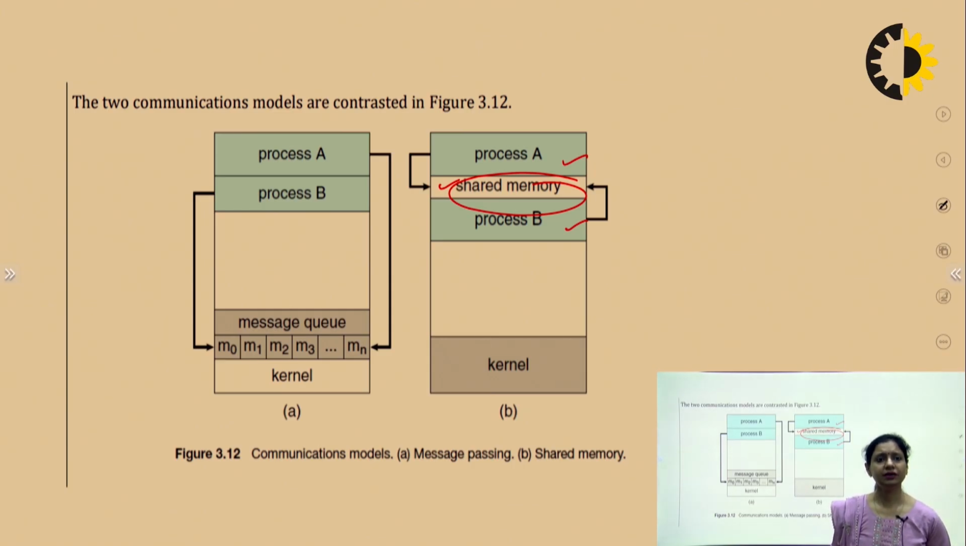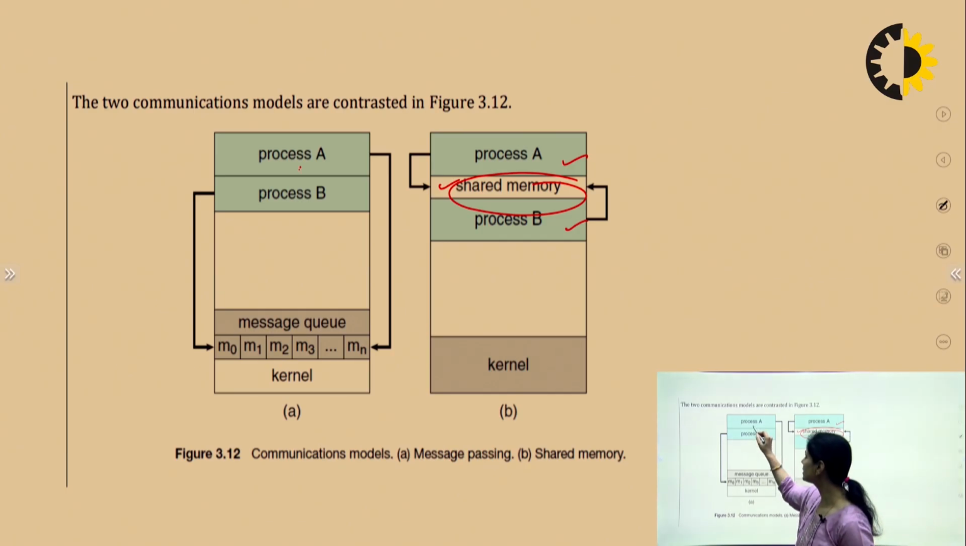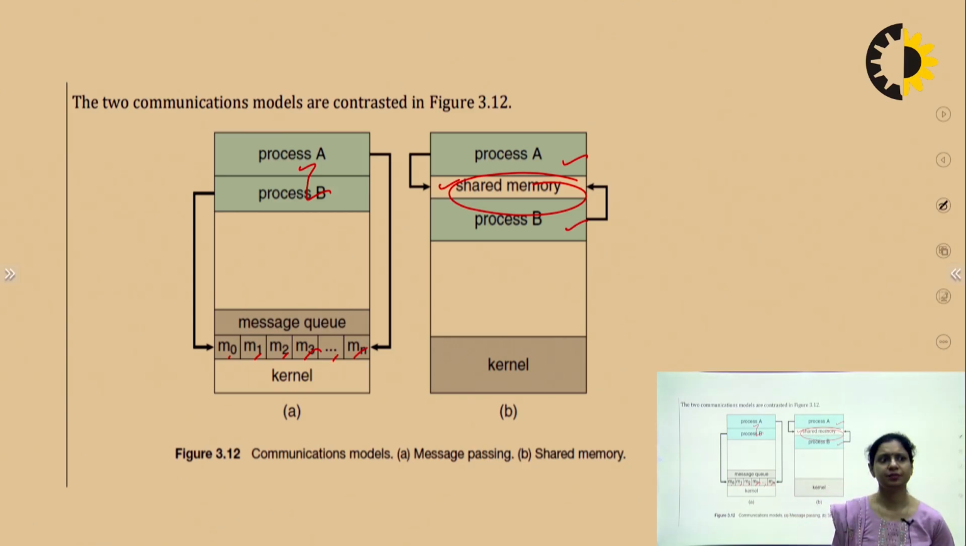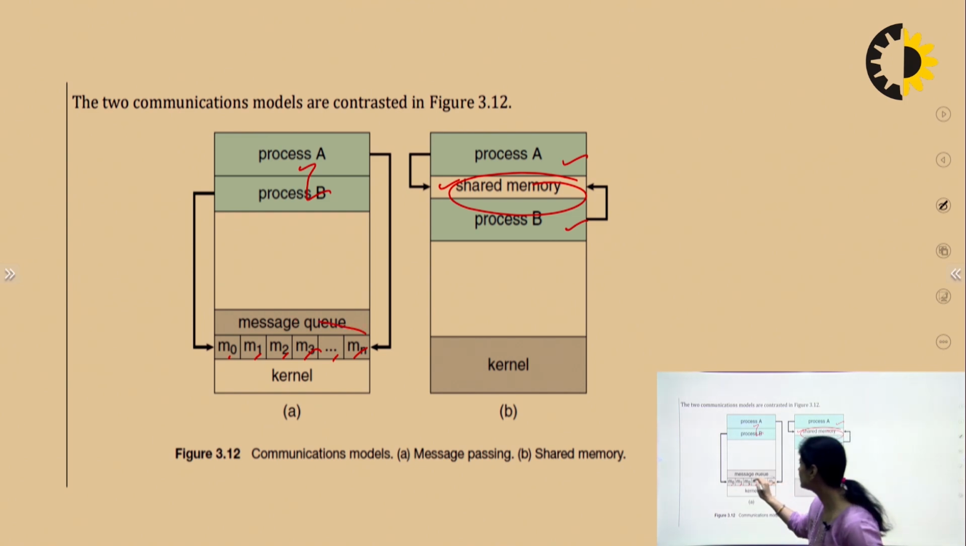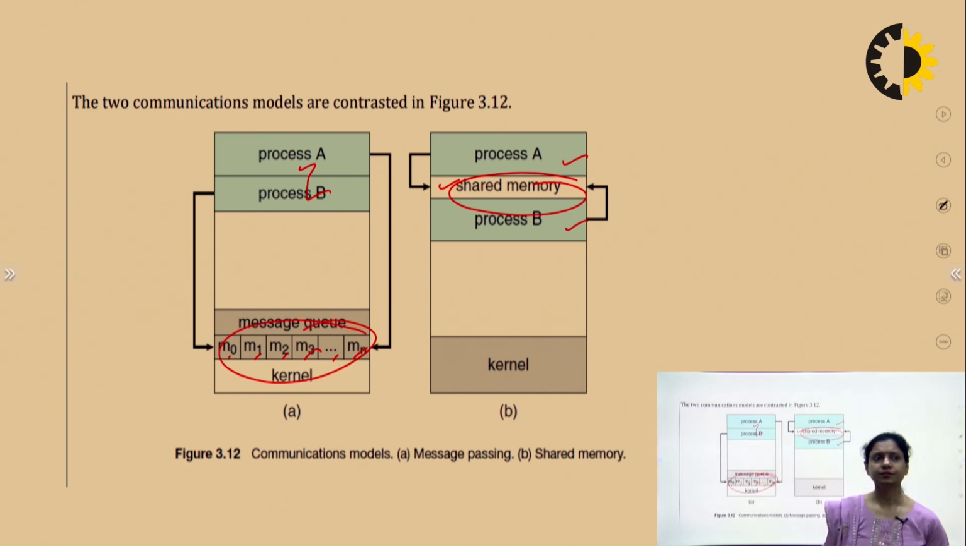When we are talking about message passing, the messages are passed by process A and process B. In this format, we have a queue of messages maintained. When process A enters any message, that enters into the queue. Process B also enters a message. Now, they both communicate with the help of this message queue. The communication is established between process A and process B with the help of the message queue. Here, it occurs with the help of the shared memory.